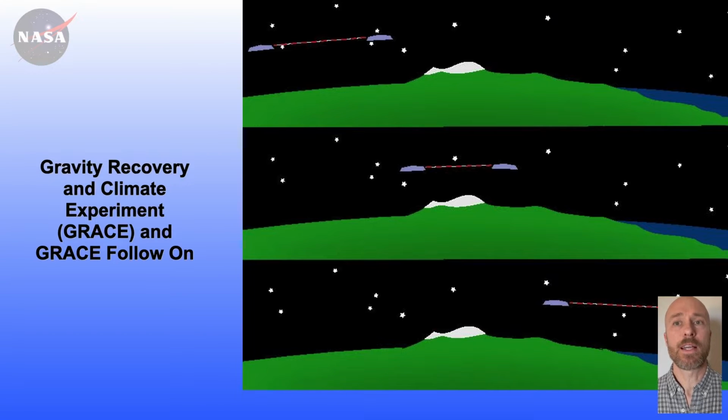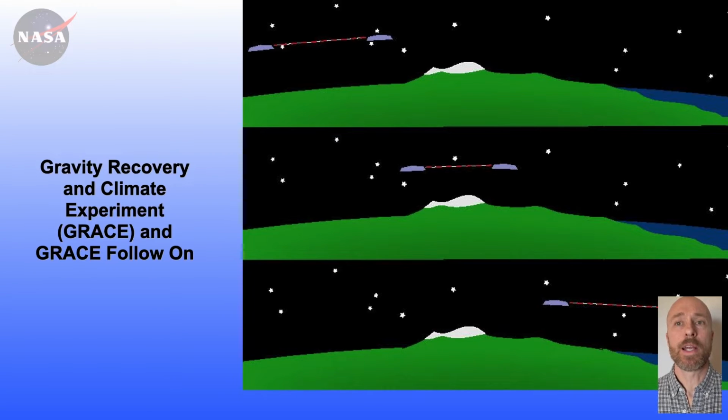Therefore, as the two satellites approach a large mass anomaly, like a mountain range shown here, at first the first satellite is pulled forward and the distance between the two satellites increases. As the satellites pass over, the first satellite is sort of held back, and the second satellite is pulled forward by that mass anomaly, and the distance between the satellites becomes smaller.